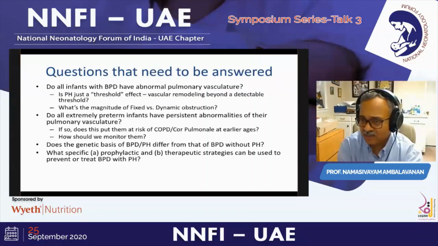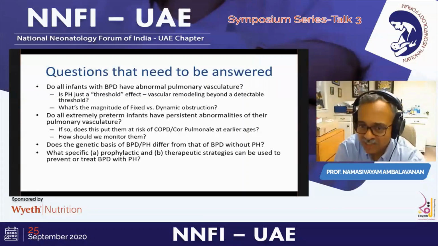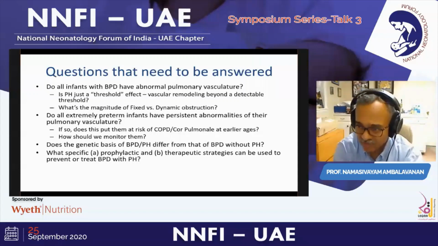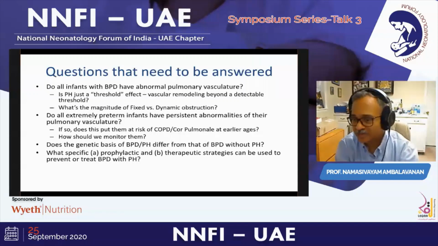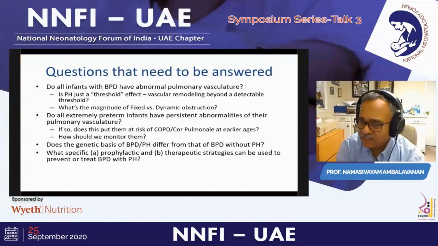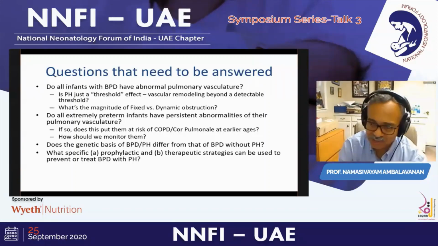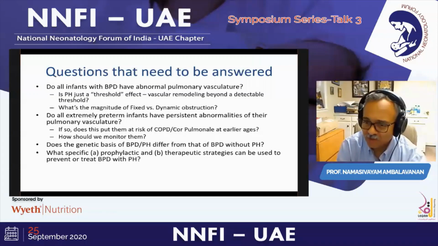That is, by our definition, are we just detecting vascular remodeling beyond a detectable threshold? How much of it is fixed versus how much is dynamic? Do all preterm infants have persistent abnormalities in the pulmonary vasculature? How should we monitor them? Who's going to monitor them? And is there a different genetic basis for these infants to develop pulmonary hypertension versus those who just have BPD? And what specific prophylactic or therapeutic strategies can be used to prevent or treat BPD?